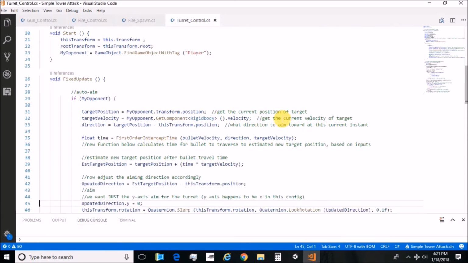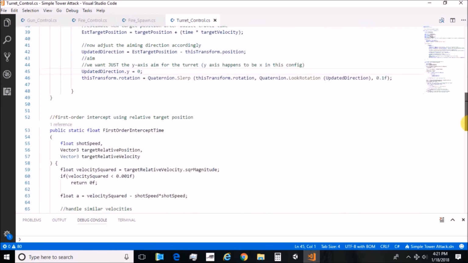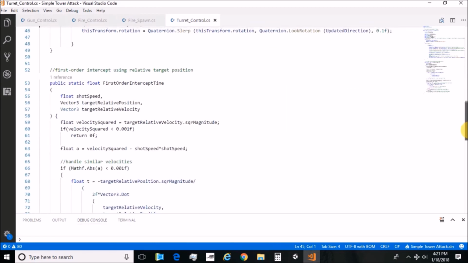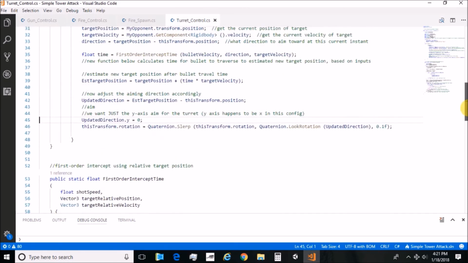Now, after that, there's two main functions. One of them is the update, and the other one is this calculation, which is quite complex, of first order intercept time.